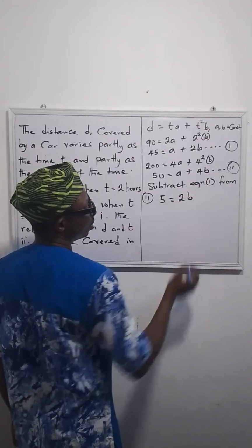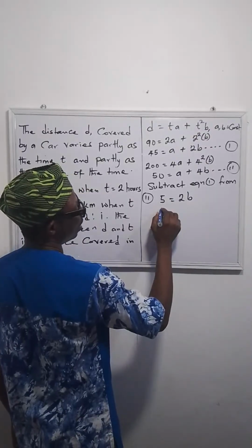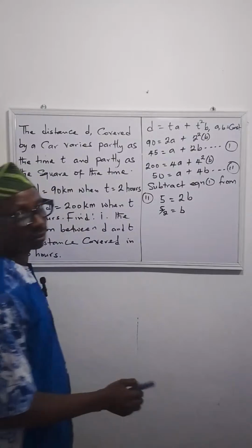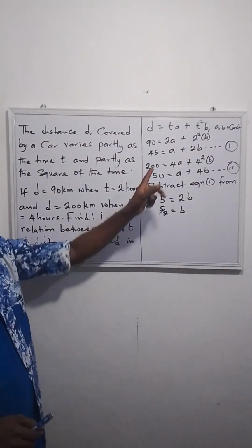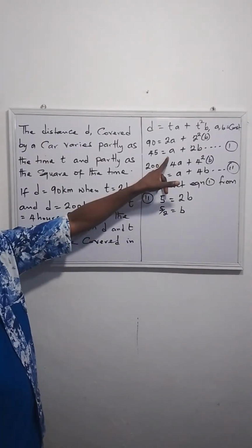Here you can divide both sides by 2. So when you do that, you have 5 over 2 equals to b. So b is the same thing as 5 over 2. Now let's get a. So let's plug in the value of b into equation 1.